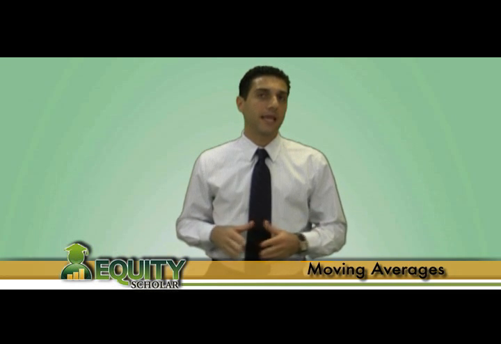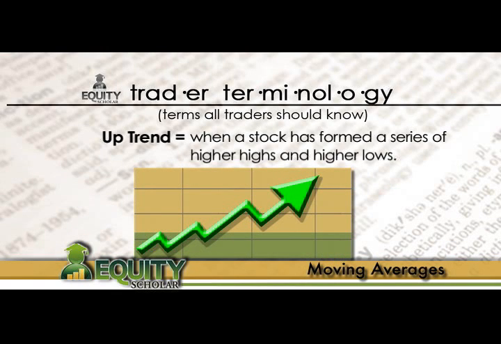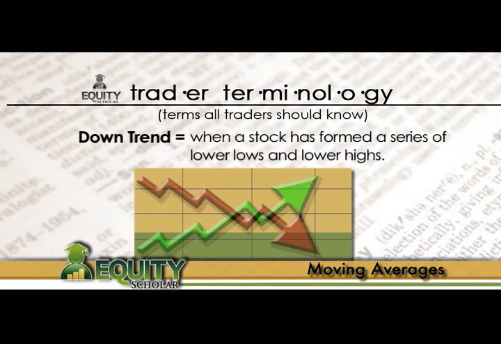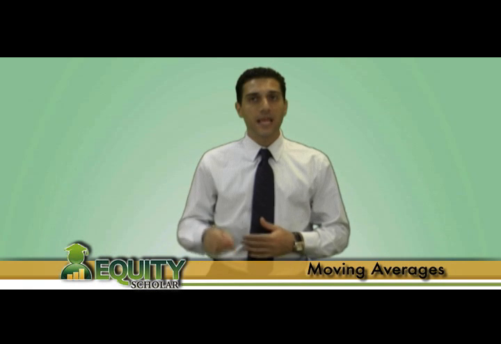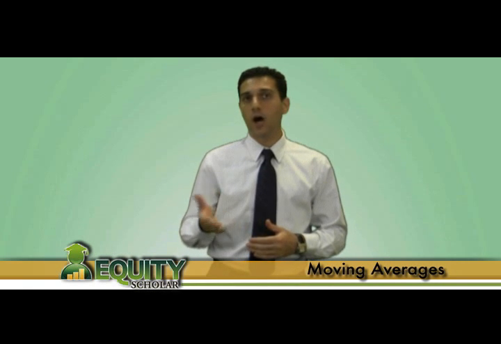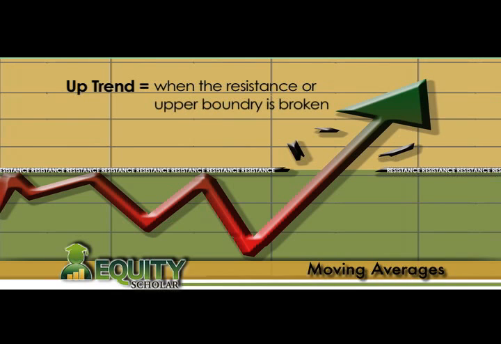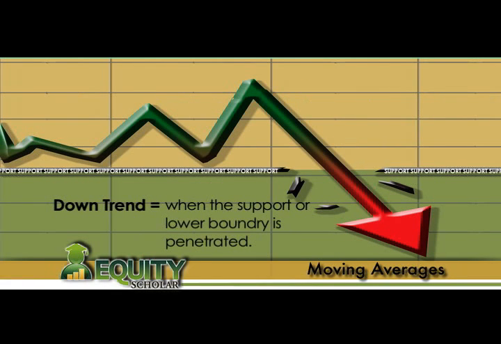Just to be clear, an uptrend is established when a stock has formed a series of higher highs and higher lows. Inversely, a downtrend is established when a stock forms a series of lower lows and lower highs. And finally, a stock trades sideways in a range when an uptrend or downtrend cannot be established. If a stock is in a trading range, an uptrend is started when the resistance or upper boundary of the range is broken, and a downtrend begins when support or lower boundary is penetrated.